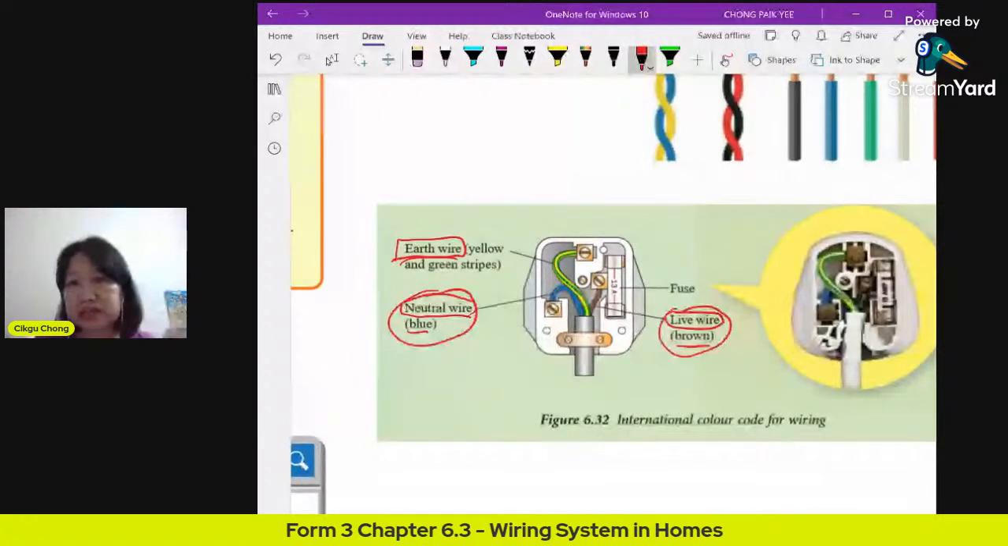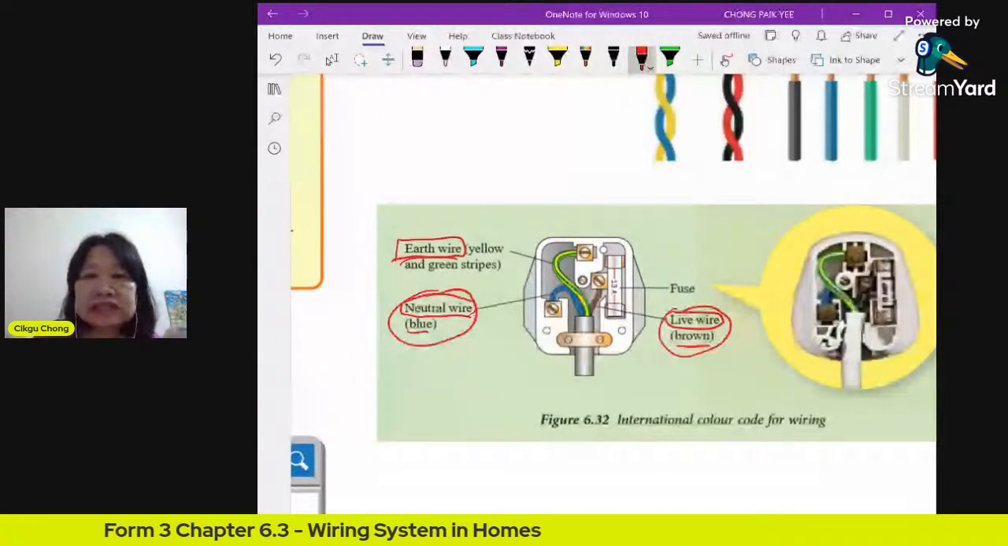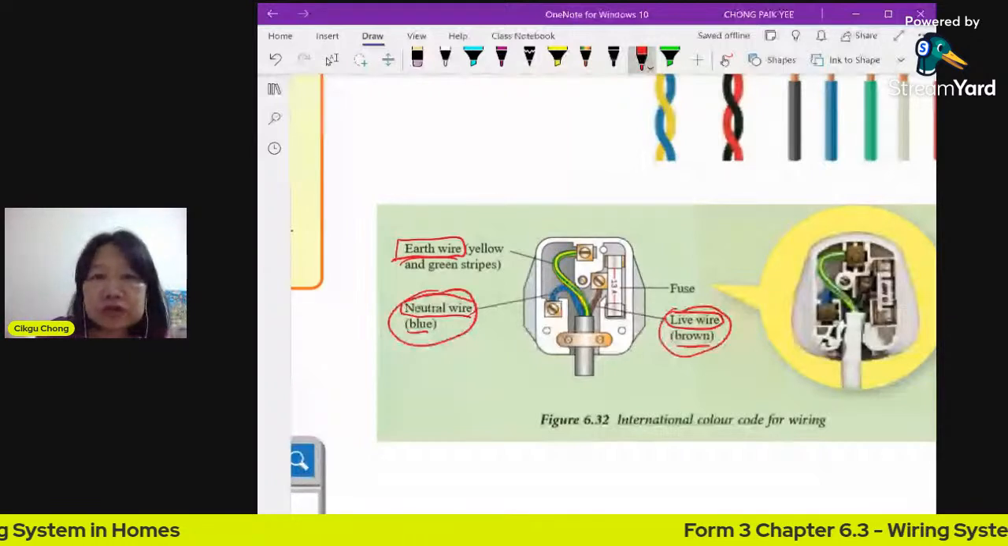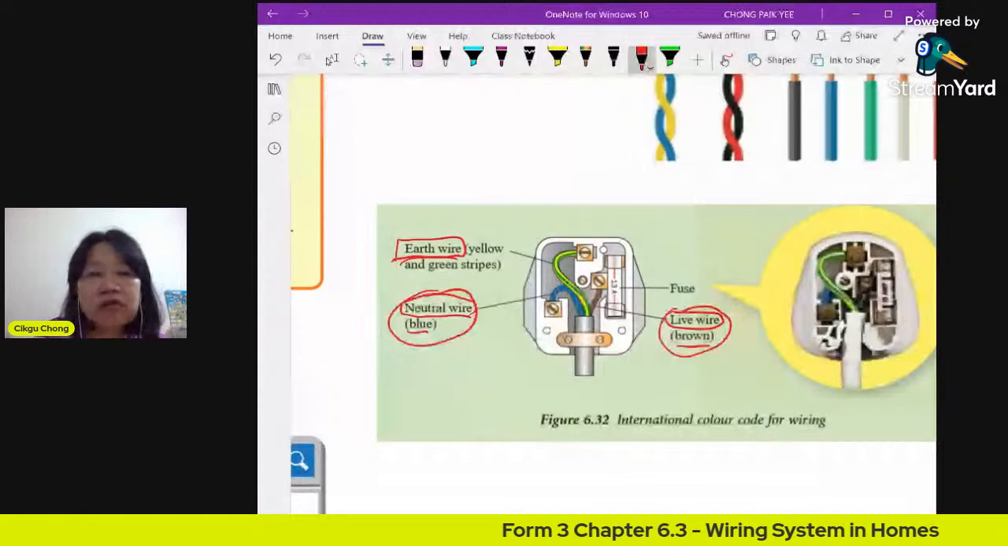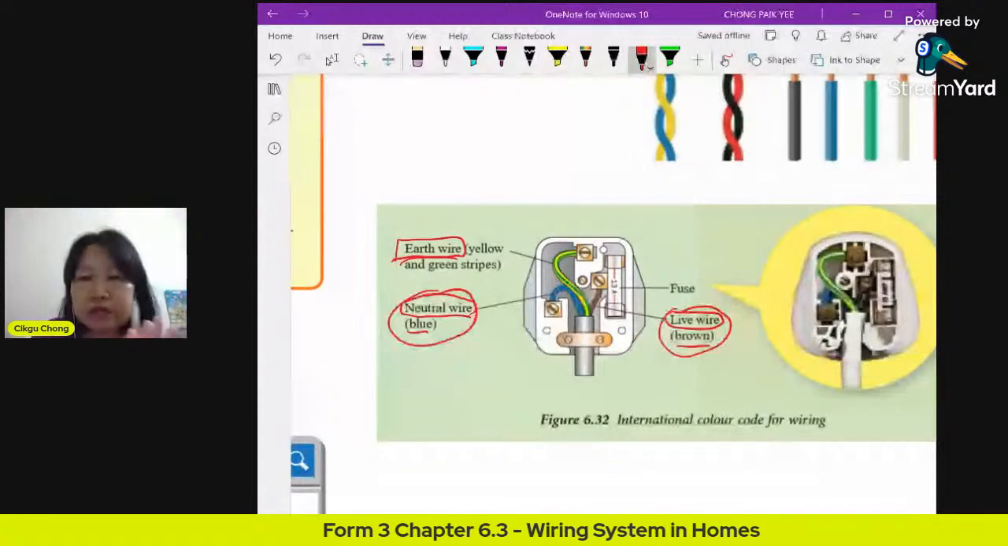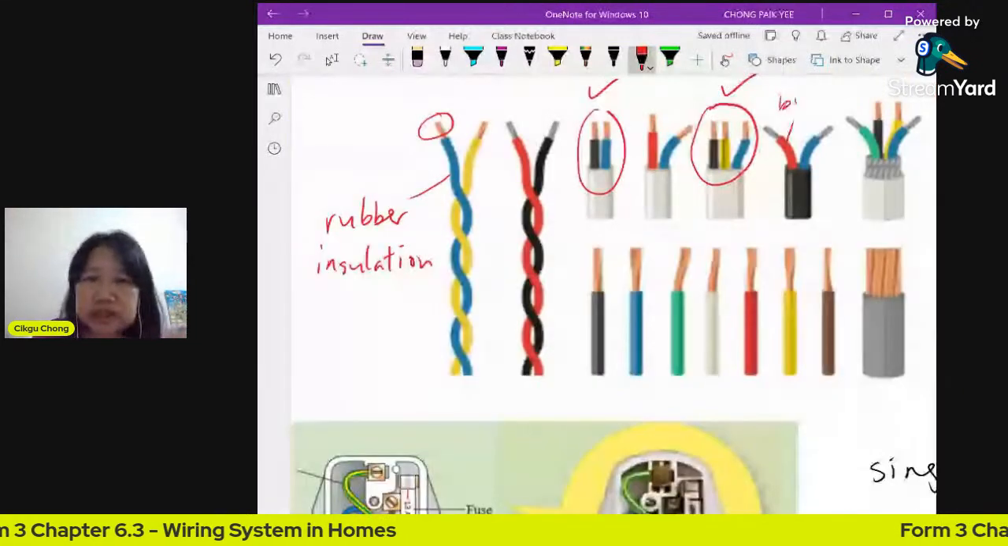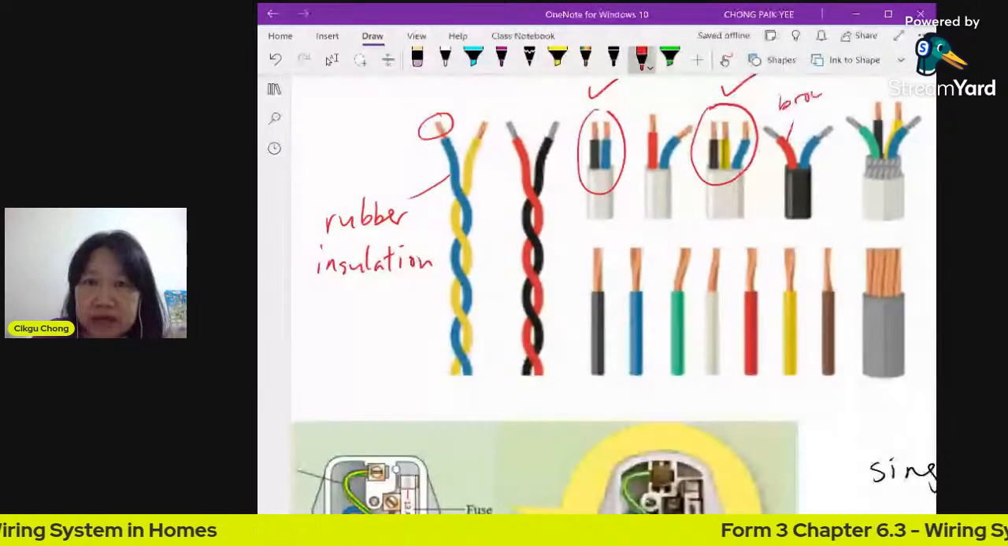Now you can see here, in any wire, you need a minimum of 2. You see one red one, actually it's brown. You follow the color coding system: brown is for live and blue is for neutral. I assume this is supposed to be brown, right? So you need 2.